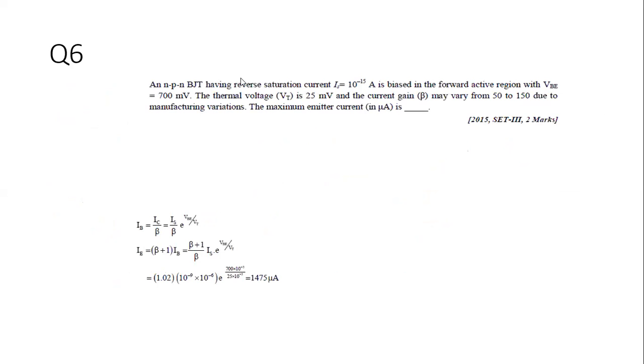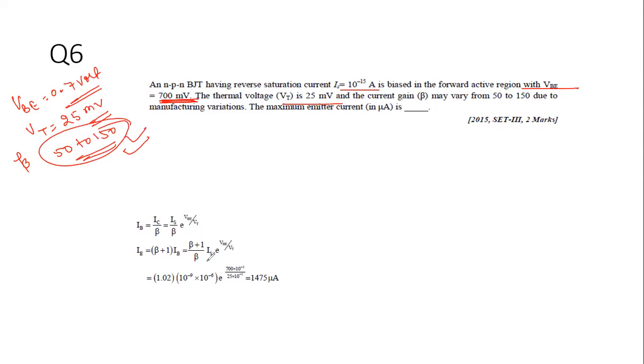The NPN BJT having the reverse saturation current, which is given, is biased in the forward active region with VBE equal to 700 millivolt. It means you are given VBE equal to 0.7 volt. The thermal voltage VT equals 25 millivolt. And the current gain beta will vary from 50 to 150 due to manufacturing variations. The maximum emitter current in microampere is what? So we have to find the maximum emitter current.